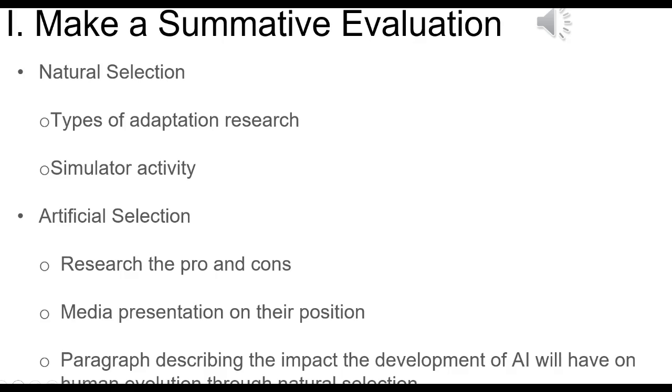When we move into the second part of the lesson with artificial intelligence, the students will also be doing research on the pros and cons of artificial intelligence, and they'll have a handout that goes along with that. The students will have to make a claim and then find evidence for either the pros or the cons. They'll also make a media presentation on their position, which will be a group part of the project where they will present their argument, whether they believe that artificial intelligence will positively or negatively impact human evolution. And finally, just to get an idea of what each individual student got from the lesson, we'll have them write a short paragraph describing the impact the development of artificial intelligence will have on human evolution through natural selection.